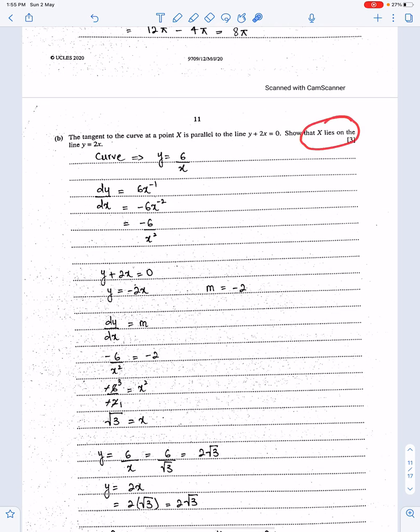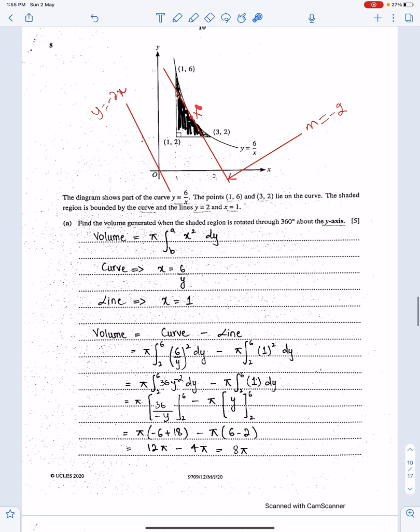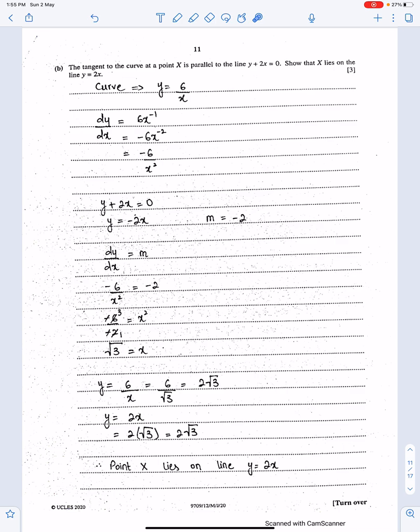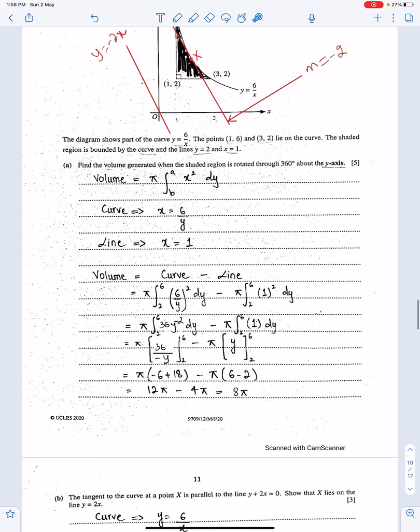Find the coordinates of X. Number one, we need to work out the coordinates of X, and then we have to prove that X lies on this line. First, work out the coordinates of X. For that, we need to differentiate the equation of the curve and equate the gradient to minus 2. By differentiating the equation of the curve, we have dy upon dx equals minus 6 upon x squared. Now, by equating this gradient to minus 2, we have the x coordinate, because the gradient of the tangent is minus 2.